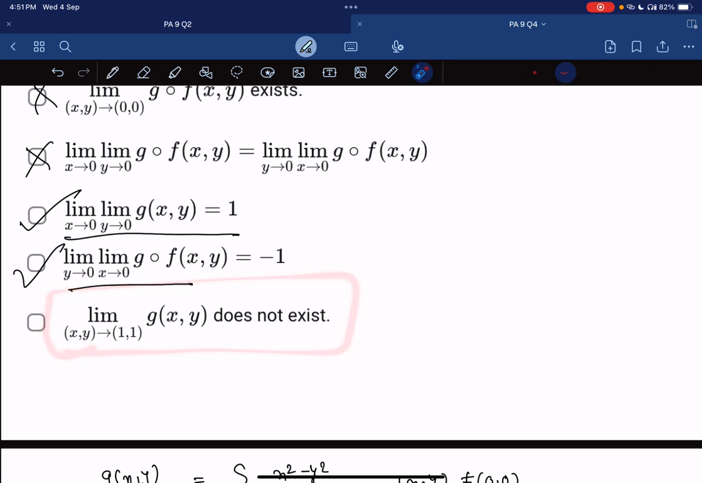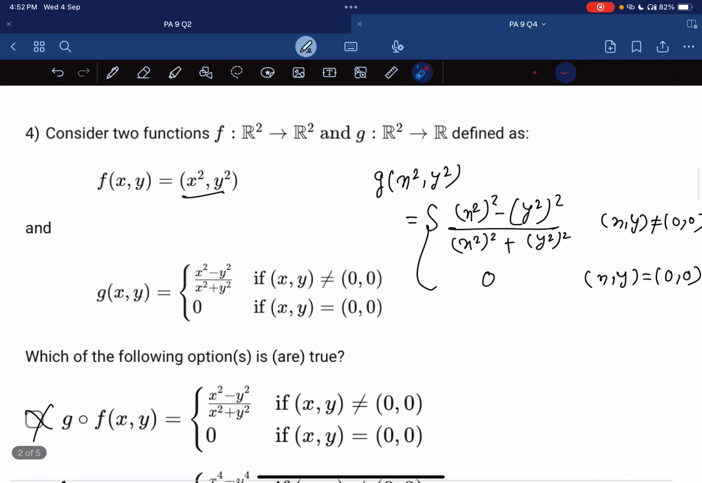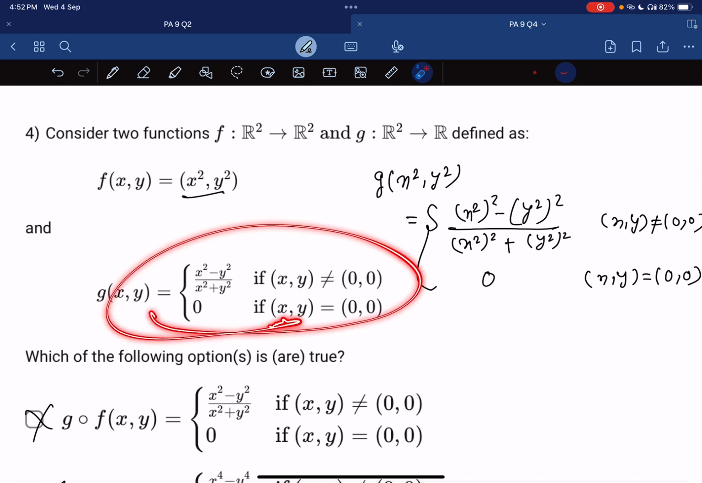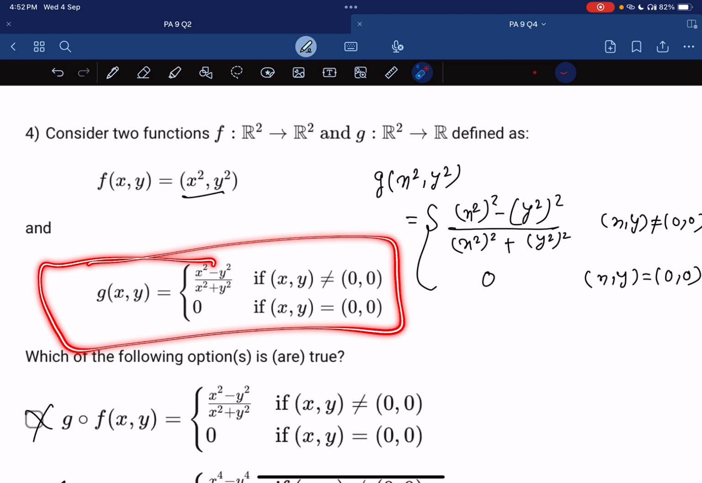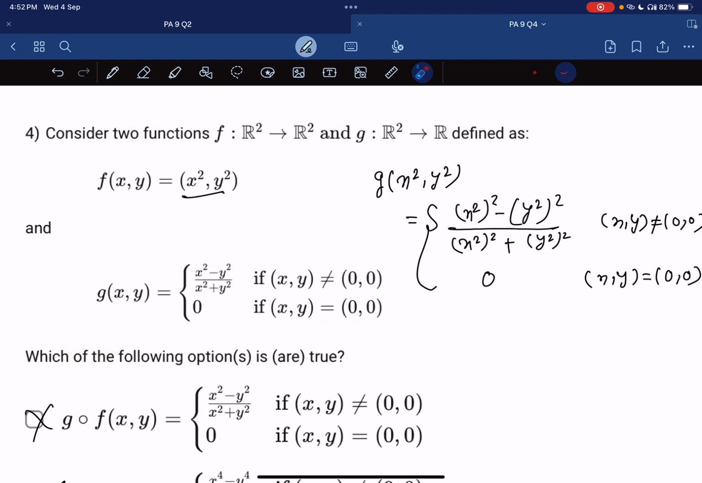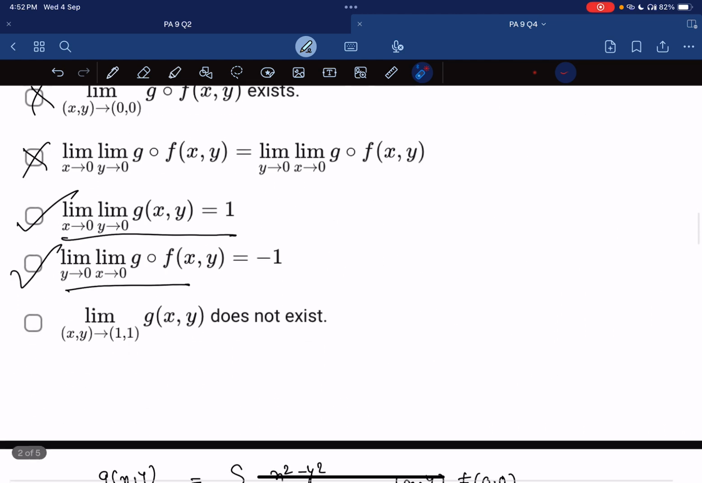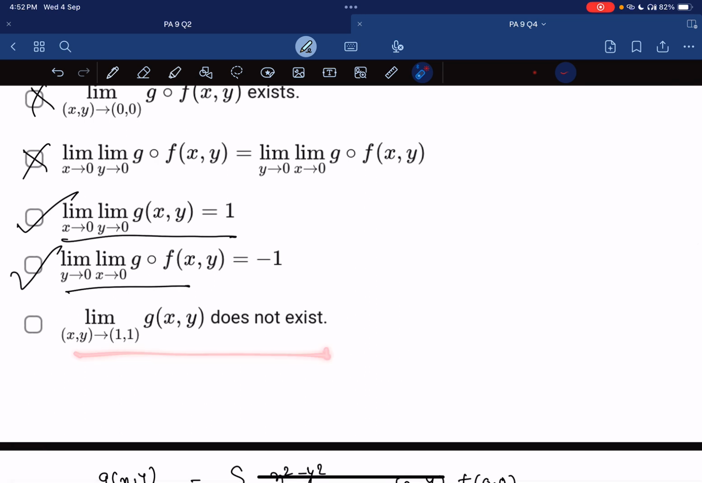Now, limit when x comma y tends to 1 comma 1 for the function g does not exist. Now, if we look at the function g, if we put 1 comma 1 in the function g, the function does not become undefined. So we can just directly find the limit by just putting the value 1 comma 1 in the function g, and if we put 1 comma 1, the limit that we will get is 0. So the limit does exist when x comma y tends to 1 comma 1. So this is wrong. Thank you.